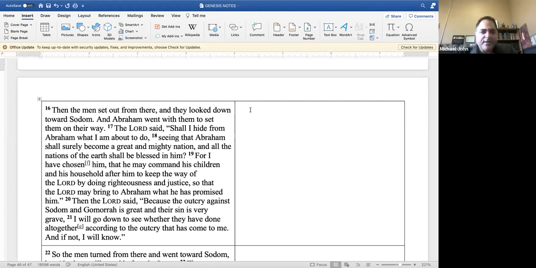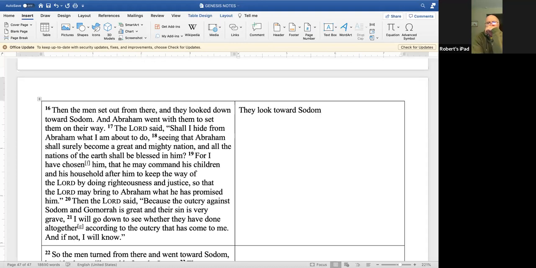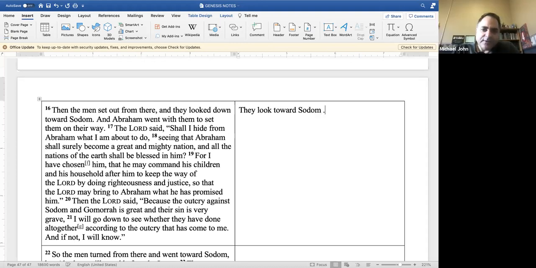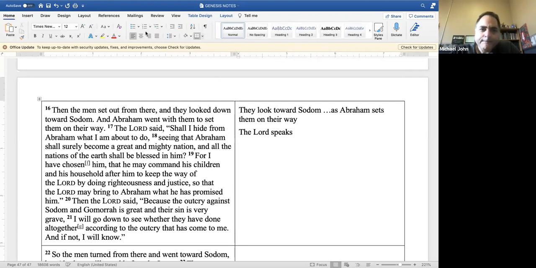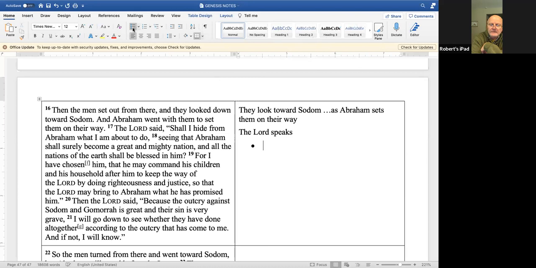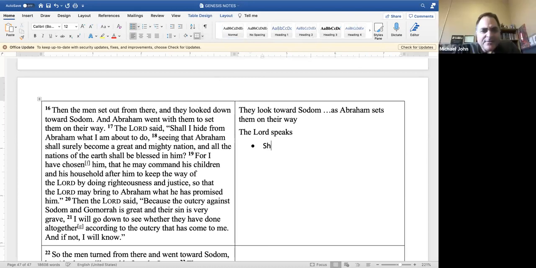All right. So the men set out from there, and they look towards Sodom. And as Abraham is about to set them on their way, the Lord says something now. He has a little bit of a speech here regarding Abraham. And what does he say? Verse 17. The Lord speaks. What does he say here? "Should I let Abraham know what I'm going to do?" "Shall I hide from Abraham?"